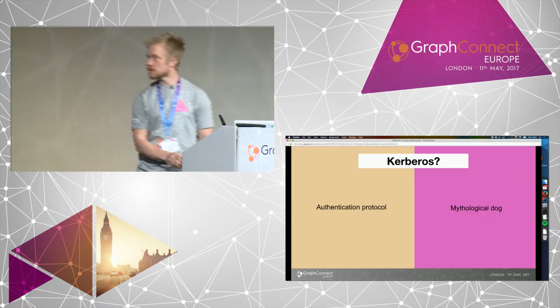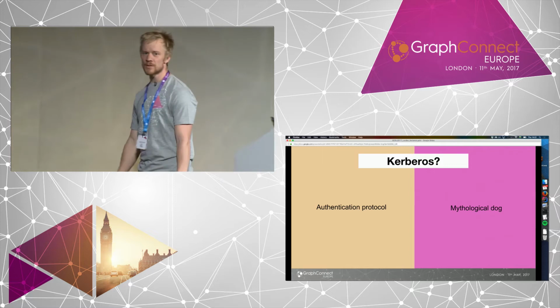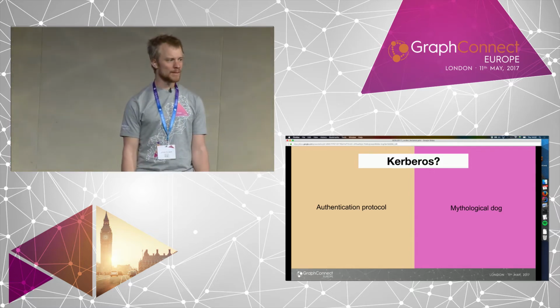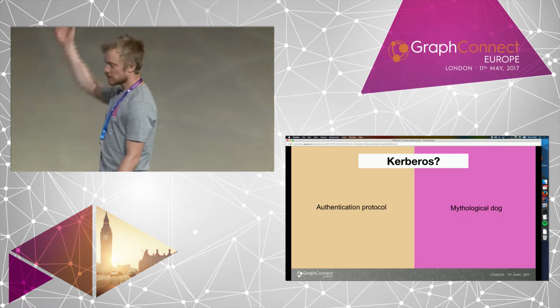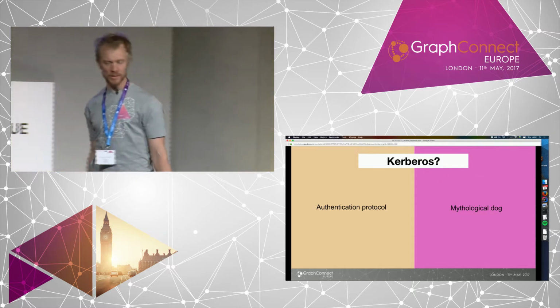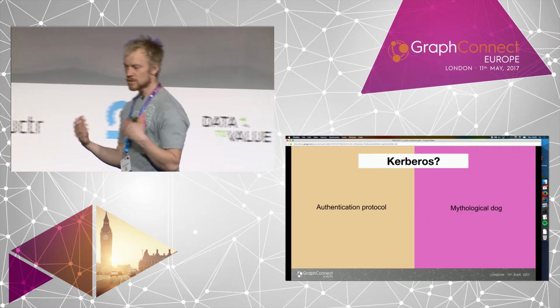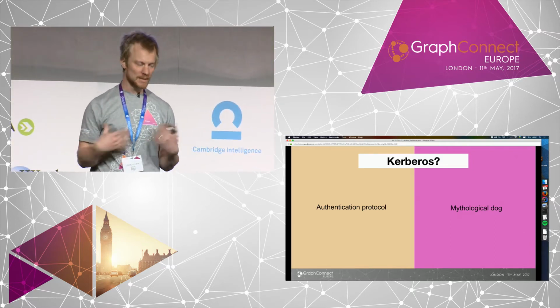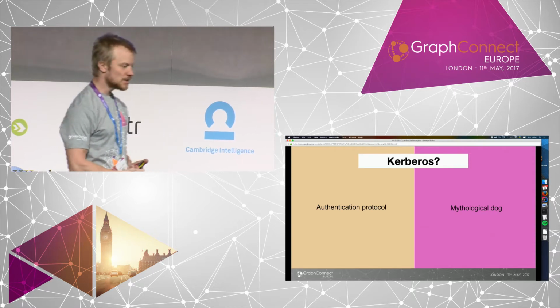So let's start with talking about Kerberos. What is this Kerberos thing? We could be thinking of two different things here. Either we are talking about the Authentication Protocol Kerberos, which you use to authenticate users. You want to find out that the user is who they claim to be. That's the act of authentication.